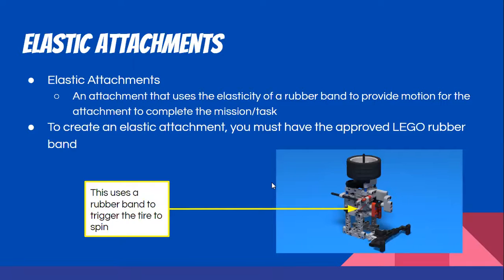Elastic attachments. An elastic attachment uses the elasticity of a rubber band to provide motion for the attachment to complete the mission or task. As you can see in the picture below, this attachment uses a rubber band to trigger the tire to spin. To create an elastic attachment, you must have the approved Lego rubber band. This is found in the Lego Education kit.